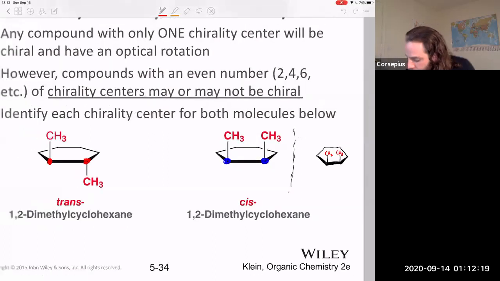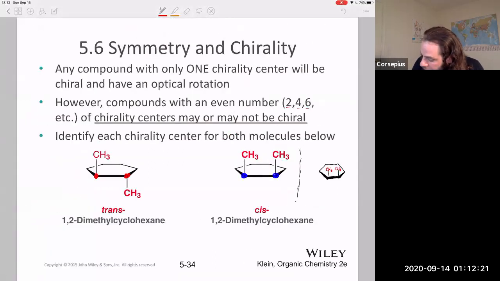This will only occur when you have an even number of chiral centers. Whenever you just have one chiral center, it will always have an enantiomer pair. When you have two, you have to look out for these meso compounds where the mirror image is indeed superimposable. We could do this for trans as well. I would recommend doing that on your own, but you will find that its mirror image is not superimposable, so it does have an enantiomeric pair, but the cis one doesn't.